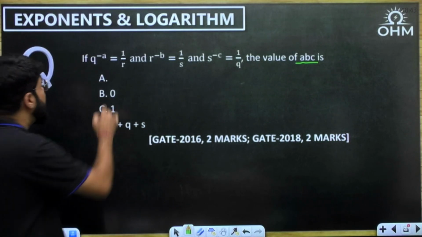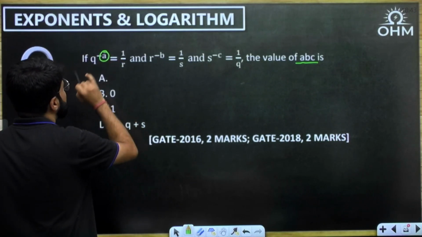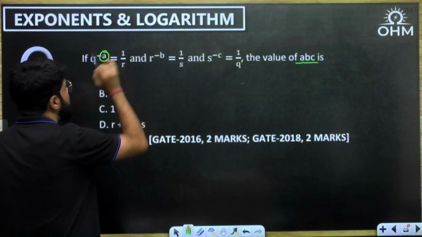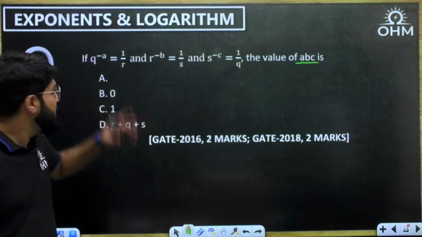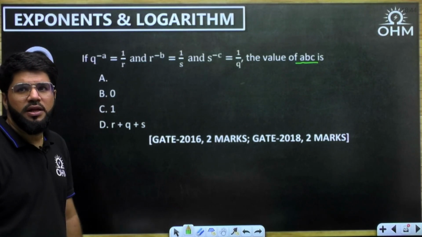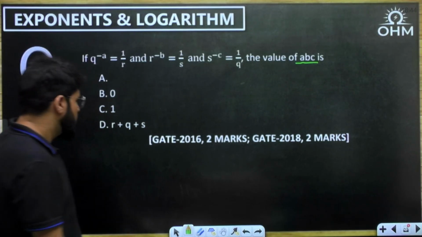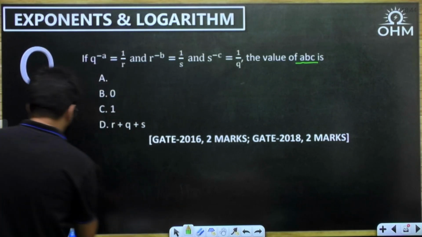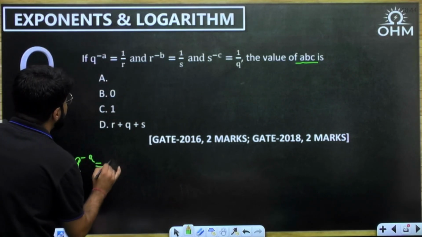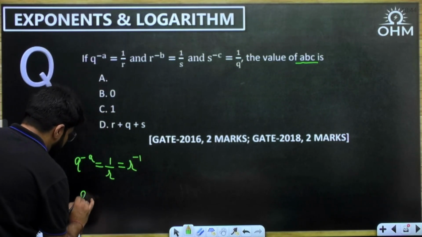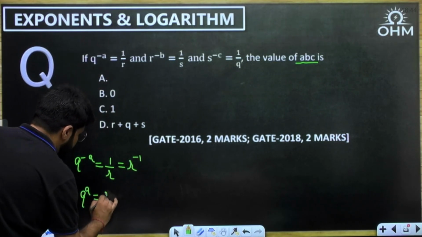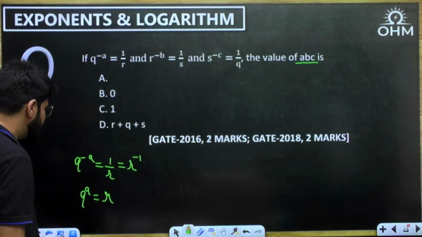Now a is hidden inside the power, b and c also in the power. So to calculate this power, I should take the inverse of the exponent. I should eliminate the exponent by taking log. Now how do I take the log? If q power minus a is 1 by r, and 1 by r means r inverse, so what is q power a? It is r power 1.